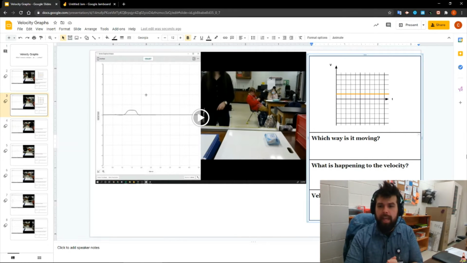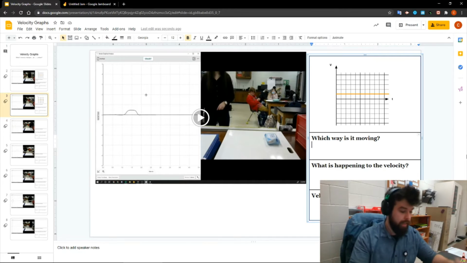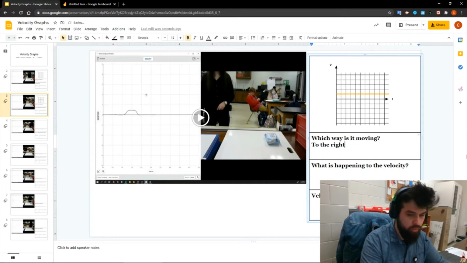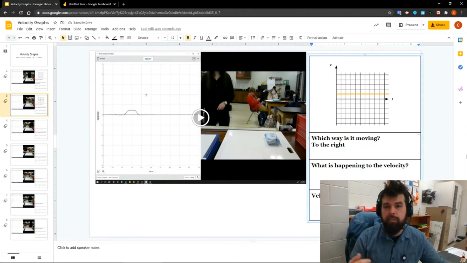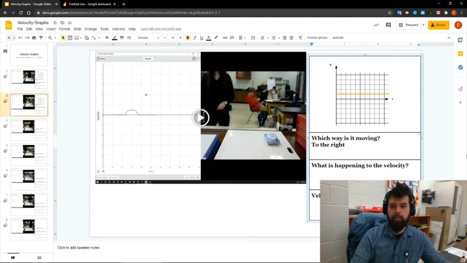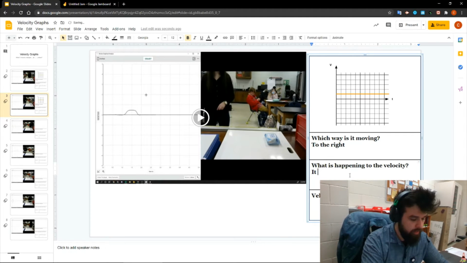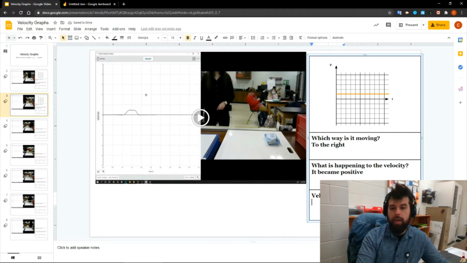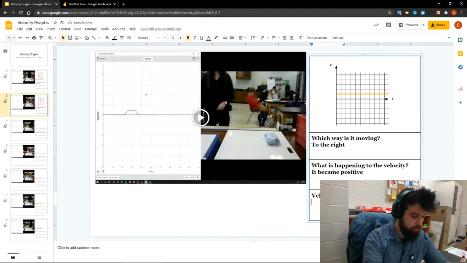So which way is it moving? Well, it's moving to the right. We could be specific and say at a constant velocity, but I think for now, that's as specific as we need to get. So what is happening to the velocity? Well, the velocity became positive. It jumped up. So now our velocity is positive.